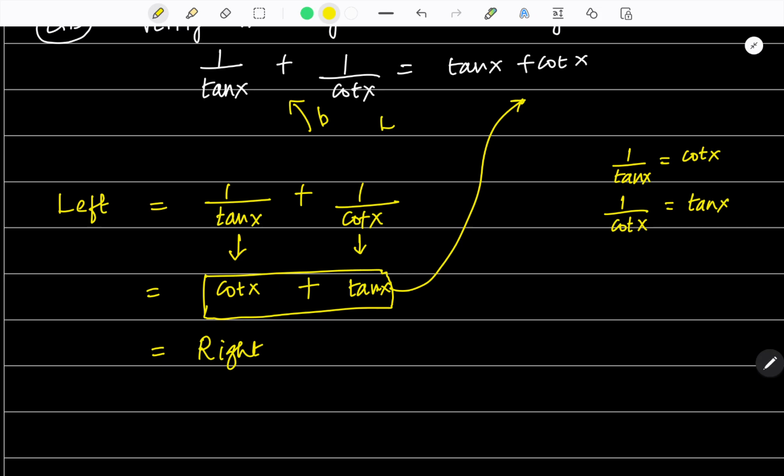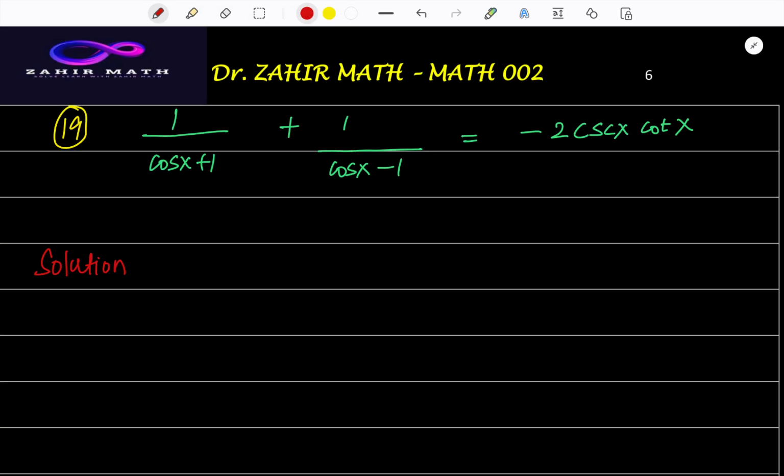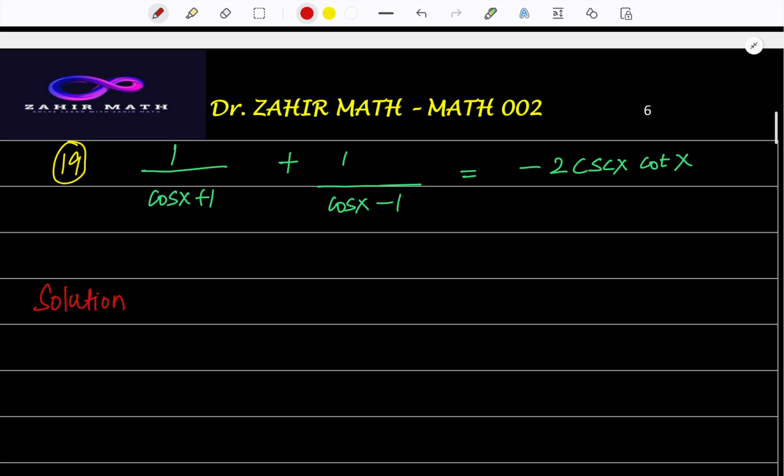Okay, right. Look here. Tan x, cot x, cot x. Now let's go to the next question. The next question is: verify the trigonometric identity 1 divided by cosine x plus 1, plus 1 divided by cosine x minus 1, is equal to minus 2 cosecant x cot x.